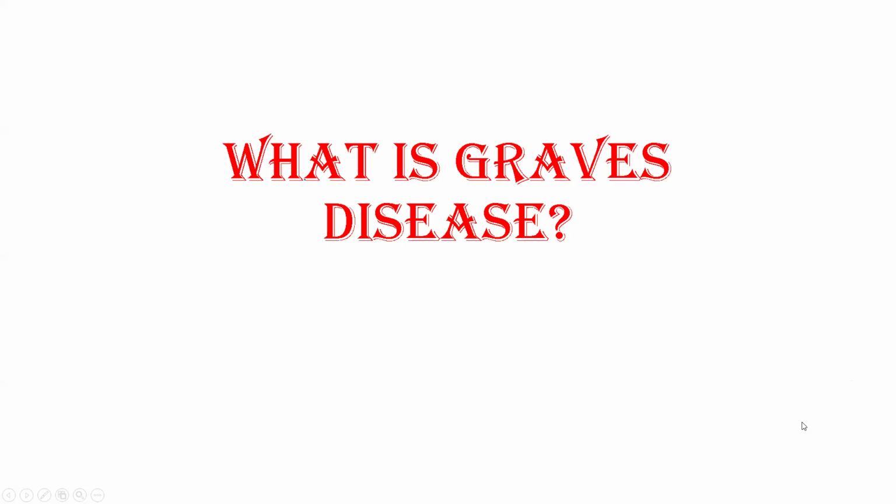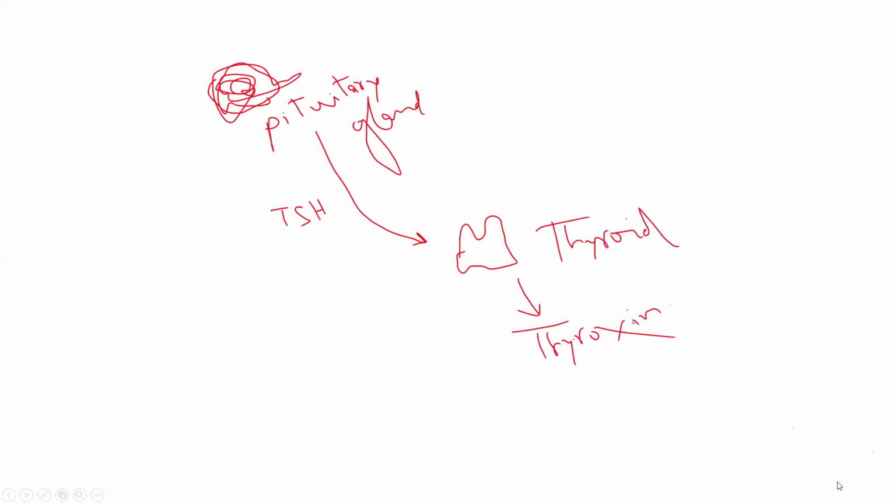So, what is Graves' disease? Graves' disease is an autoimmune disorder, and you can say it is a type of hyperthyroidism, in which the thyroid gland acts hyper, meaning a greater amount of thyroxine secretion will take place.